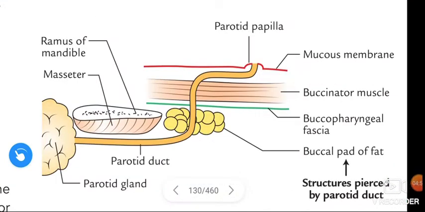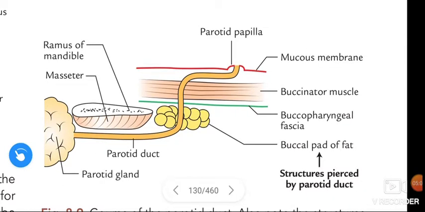See this figure. This figure represents the course of the parotid duct. After emerging from the parotid gland, the parotid duct runs forward over the masseter muscle between the upper and lower branches of the buccal branch of the facial nerve.